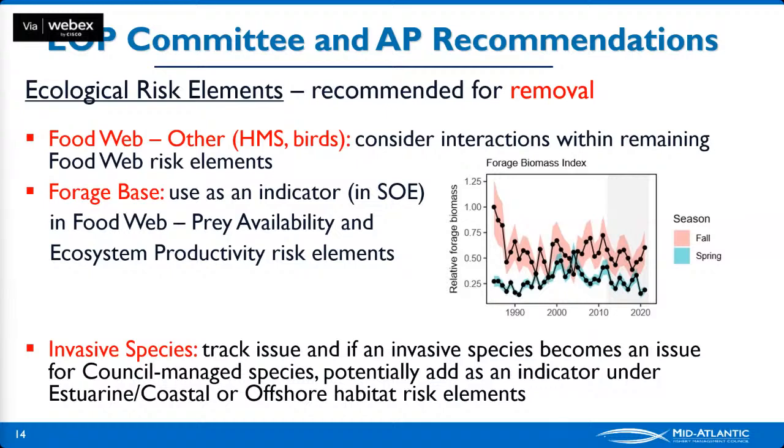The group also looked at an invasive species risk element. They really came out with this that, given where we are with invasive species within the Mid-Atlantic, we talked about some of them, such as blue catfish or green crabs or some harmful algal blooms, but really they haven't presented any specific issues to council managed species. So maybe this is just something we should be tracking right now, and maybe we would include it as an indicator under some of our habitat risk elements that we have.